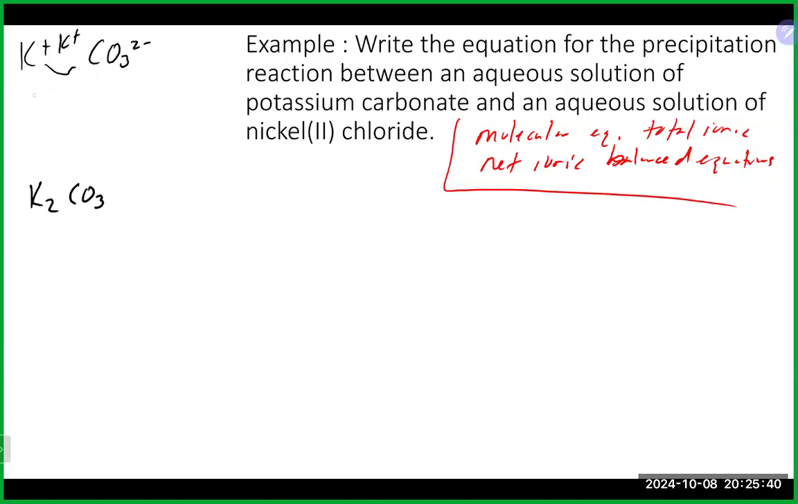Nickel 2 chloride. The nickel 2 means I have a nickel with a +2. Chloride is -1. So again, we actually need 2 of the Cls. So that's going to give us our proper formulas here to start with.